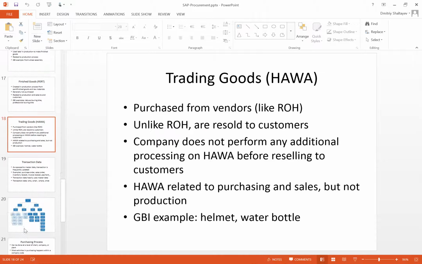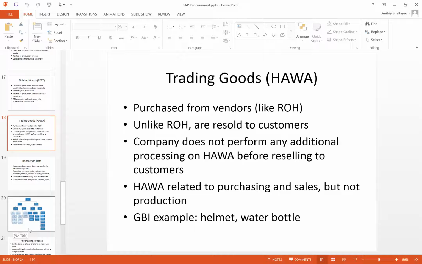And finally, let's discuss the last one, one of four that we selected to discuss. HAWA, trading goods. What are the trading goods? Trading goods is something that we're going to actually use in our in-class example for the purchasing process. Trading goods typically are finished, but I didn't make them. So therefore, I'm buying them from an outside vendor.